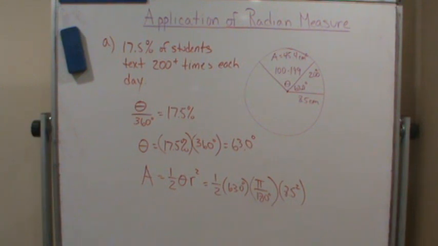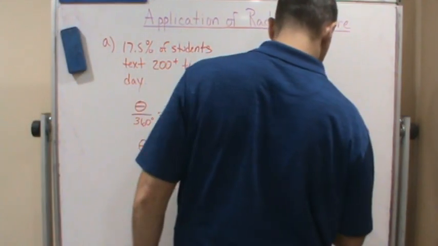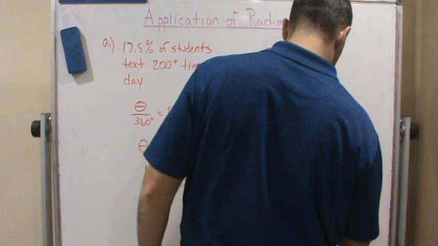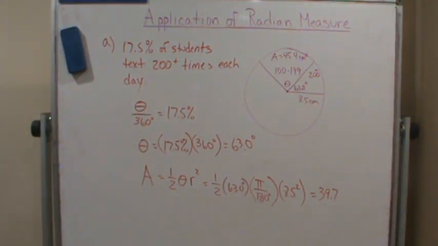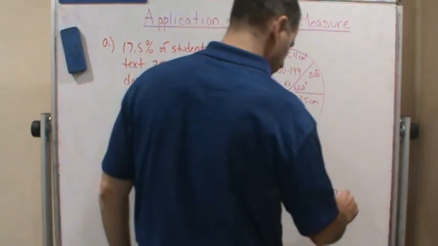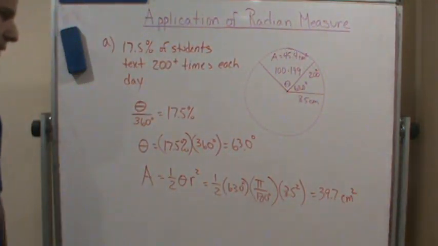And let's see, when we stick it in our calculator, we get approximately 39.7 square centimeters. So 39.7 centimeters squared, and that's the answer.